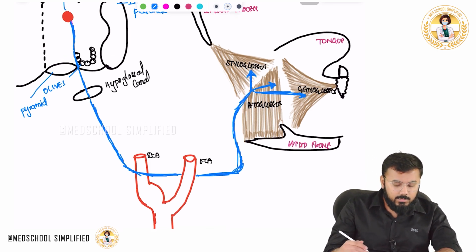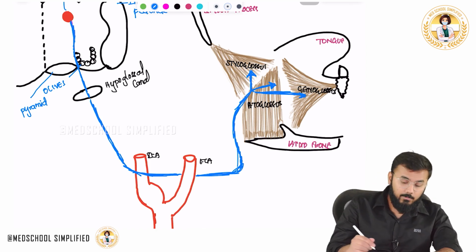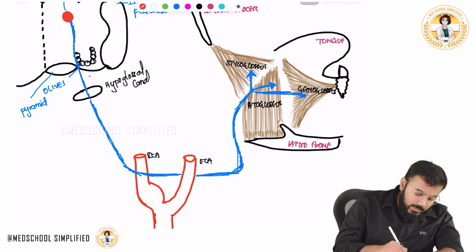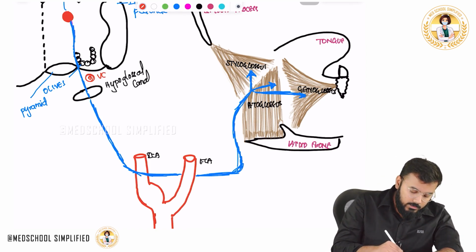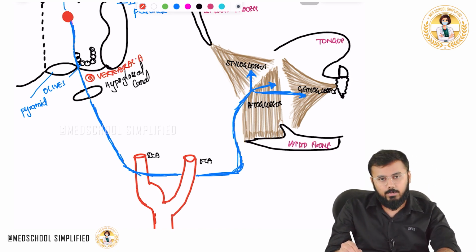Okay. Now where is this hypoglossal nerve located? The hypoglossal nerve is located lateral to a structure over here. This is called your vertebral artery. It is located lateral to the vertebral artery.